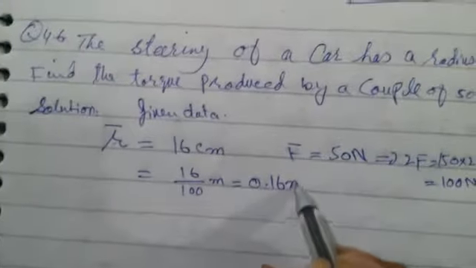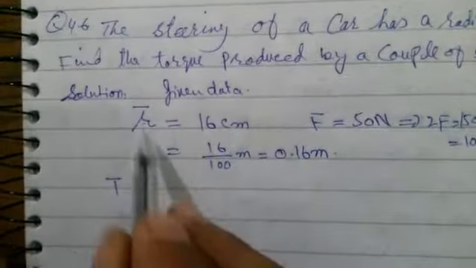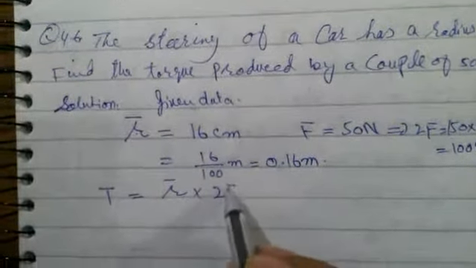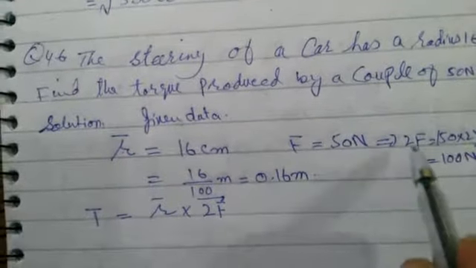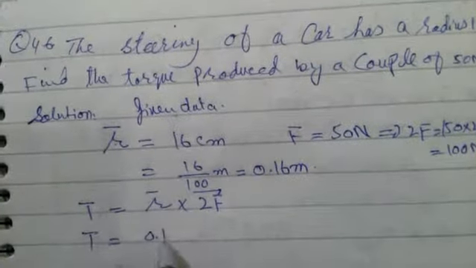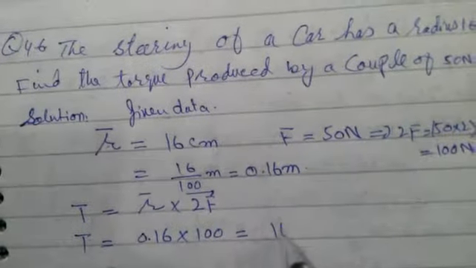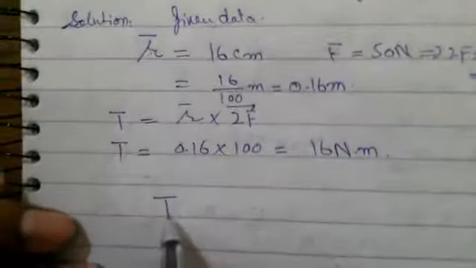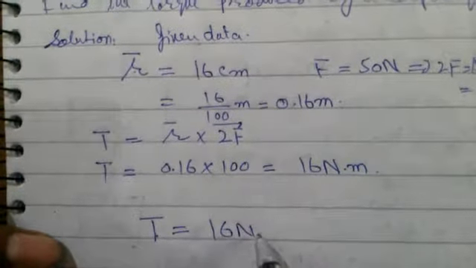Torque is equal to the radius of the wheel into 2F. 2F means a couple of forces, meaning two forces of equal magnitude are applied. Torque is equal to 0.16 into 100, which is equal to 16 Newton meter. So the torque produced by a couple of forces is equal to 16 Newton meter.